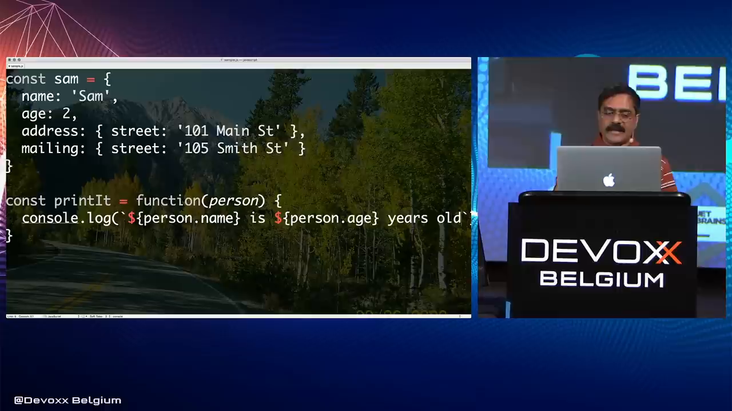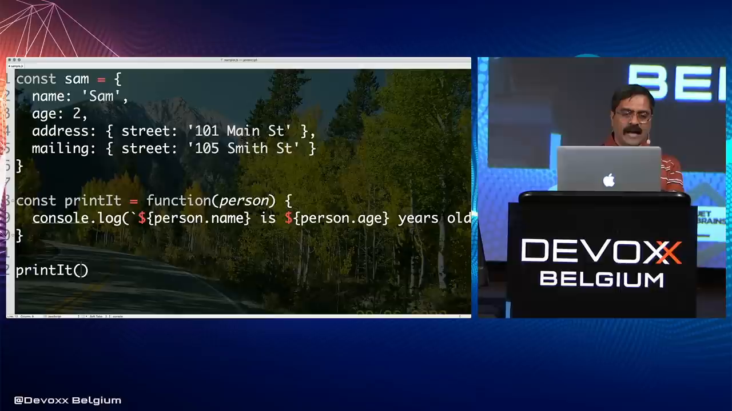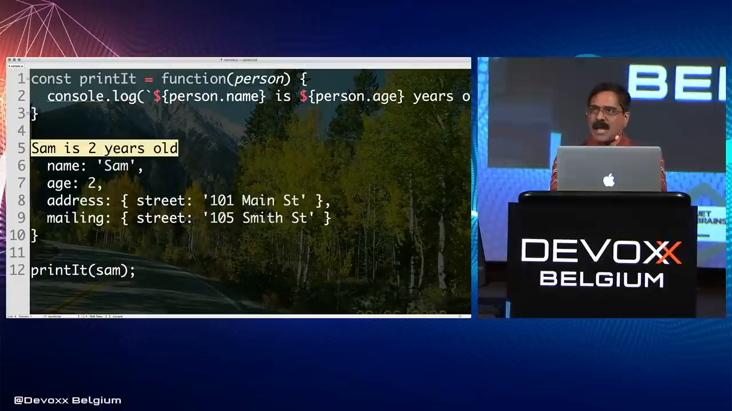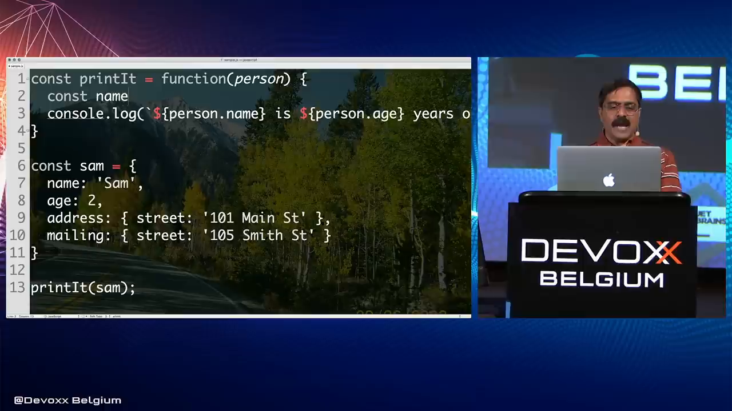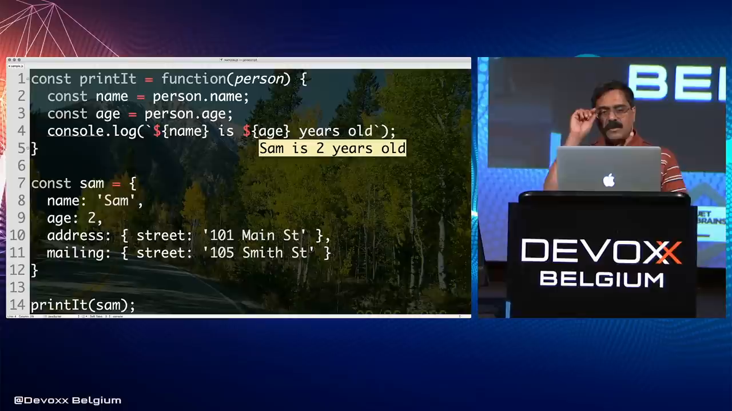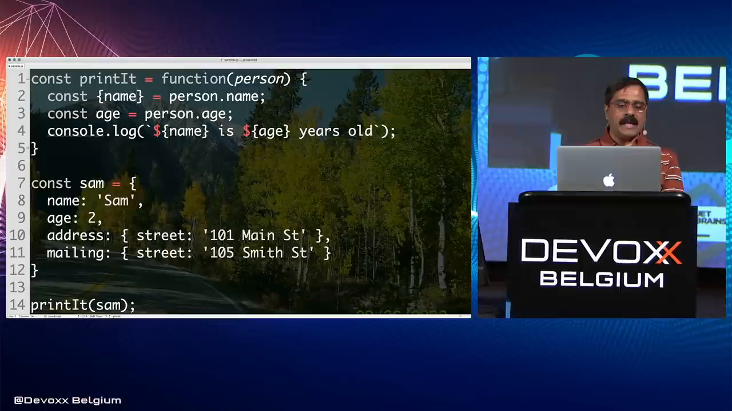So I could call printed, and I can pass Sam to it now. And of course, let's actually move this up here. So in this case, it says Sam is 2 years old. Well, but how about reducing noise a little bit? Let's try this again. Constant name is equal to person.name, and constant age is equal to person.age. So then we can simply say name over here, and we can say age over here. That worked as well. But going a little further, how about reducing the noise a little bit more? So let's put a curly here and say name comma age, and I can assign and destructure right in place.